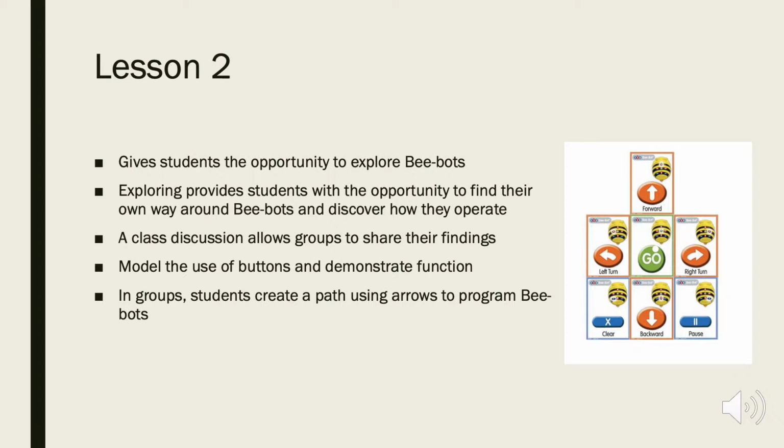Lesson 2 begins with the students given the opportunity to play and explore with the Bebots. For students, this is a fantastic opportunity to collaborate with their group and do some discovery learning. A class discussion at the end will allow the groups to share their discoveries. The teacher will then give an explicit lesson on how to use the buttons. This will ensure any misconceptions have been eliminated and all students have a correct understanding of how the Bebots operate. In groups, the students will then create a path for the Bebots to follow using movement arrows.